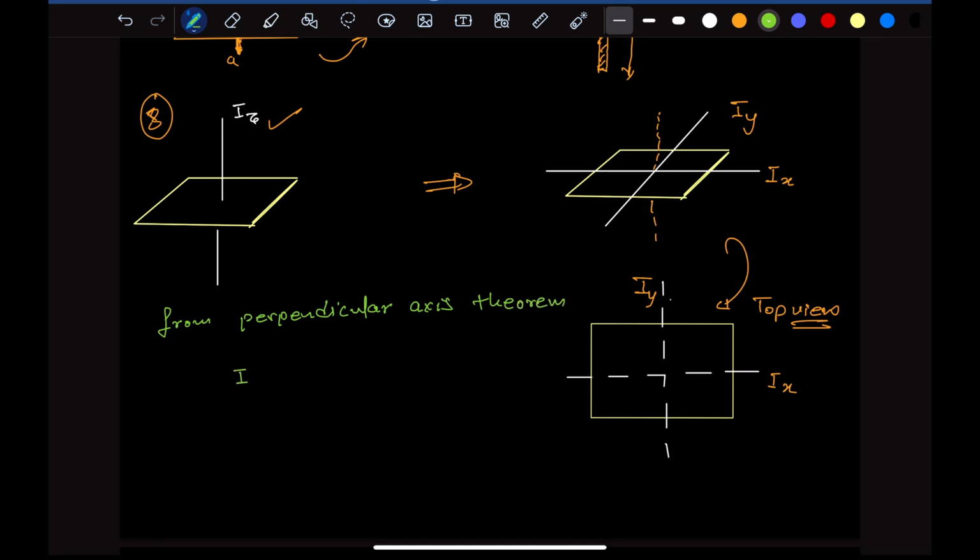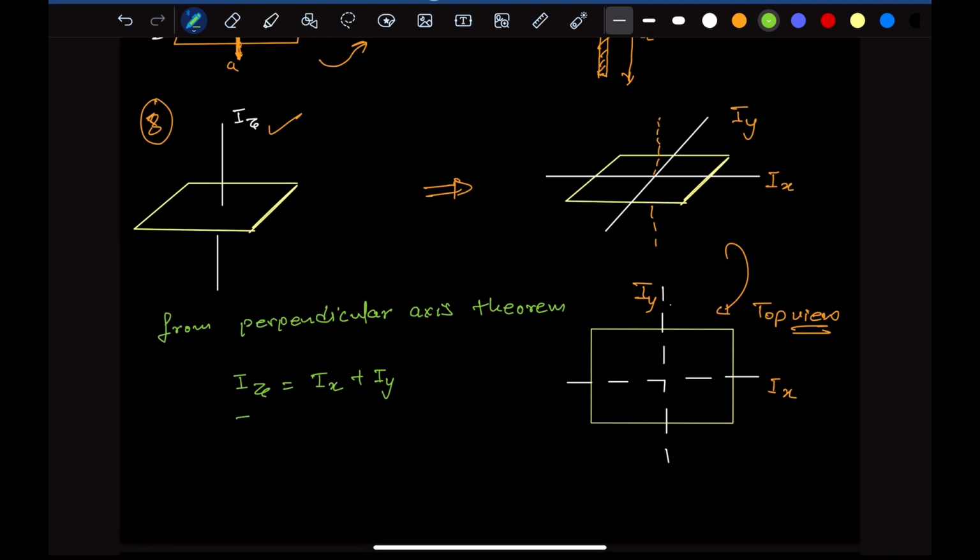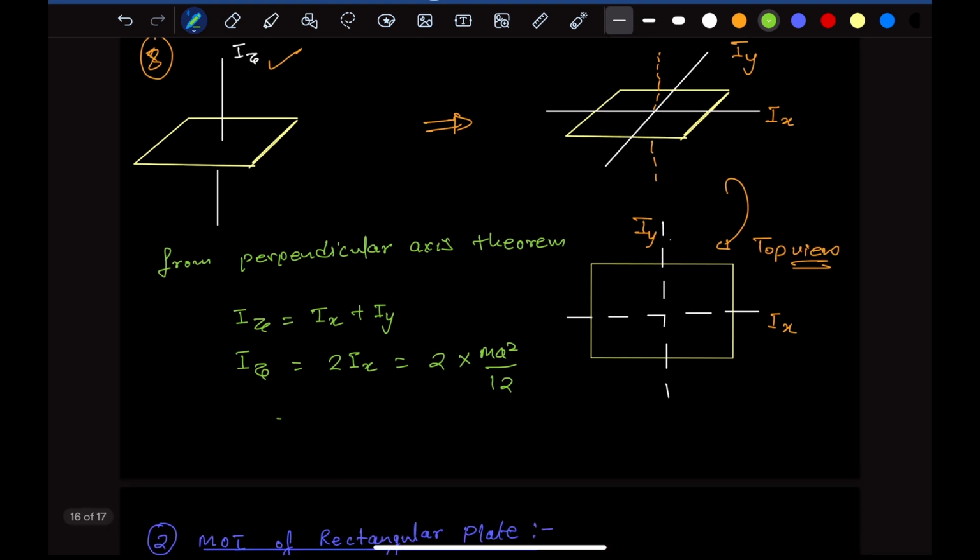Iz is equal to Ix plus Iy, and for a square plate I know that Ix is equal to Iy, which is equal to ma square divided by 12. So it will become 2 times Ix only for the square plate. This is 2 times ma square divided by 12, and we got the Iz. Wow, that is ma square divided by 6.